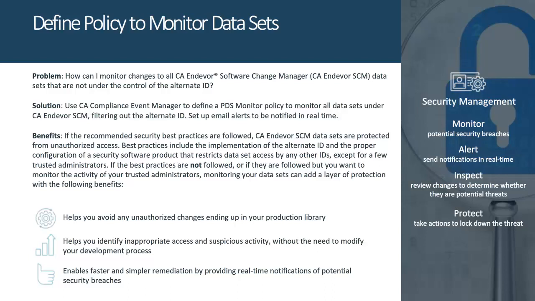For example, say you're concerned that a user might try and circumvent Endevor to make unapproved dataset changes. You define the appropriate PDS monitor policy, and then if a dataset change occurs outside Endevor, you receive immediate notification via email. You can then review the change for suspicious activity and take actions as needed.